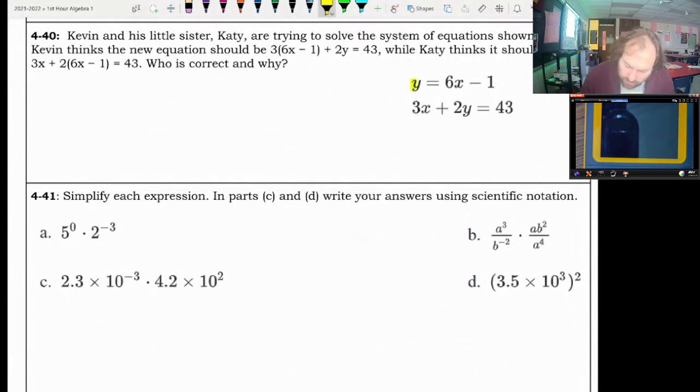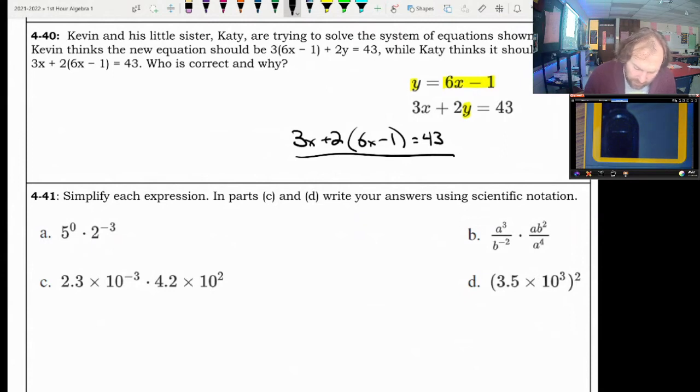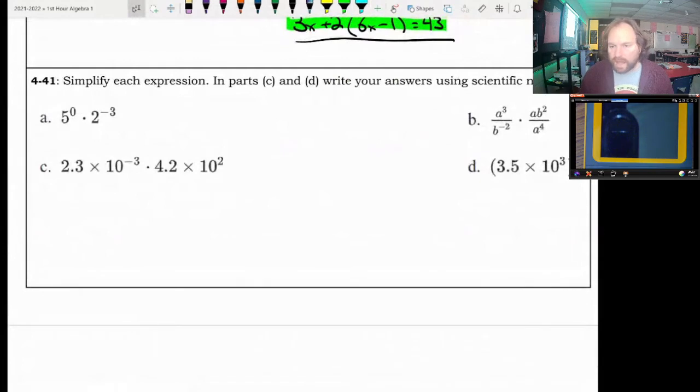We take y and replace it with 6x minus 1. So we want to replace that y down below. And that would be 3x plus 2 times 6x minus 1 equals 43. And whose is that? Is this Kevin or is this Katie? Katie. Katie is correct. That's what we're looking for right there. Yeah, so Kevin made the misconception of plugging it in for x. He plugged it in where x is and not where y is. That's the problem. And then 441, we got some exponent rules problems.